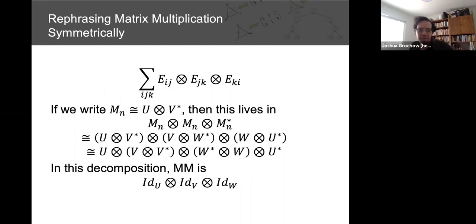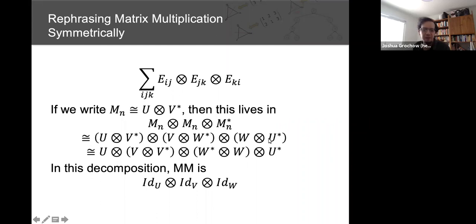All right. And now I want to talk a little bit about where these symmetries come from. So if I think of n by n matrices, say I have vector spaces U, V, and W that are all n dimensional, I can think of n by n matrices as just U tensor V star, for example. And so where does this thing live? This thing lives in U tensor V star. That's one copy of n by n matrices. V tensor W star is another copy of n by n matrices. This is where my matrix B lives. And W tensor U star, this is where the output lives.